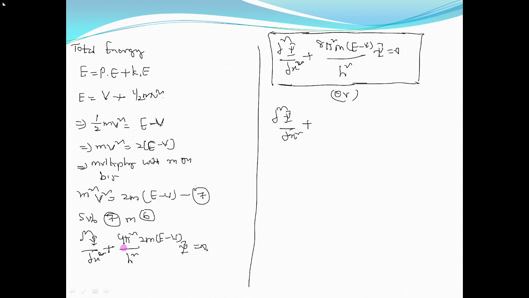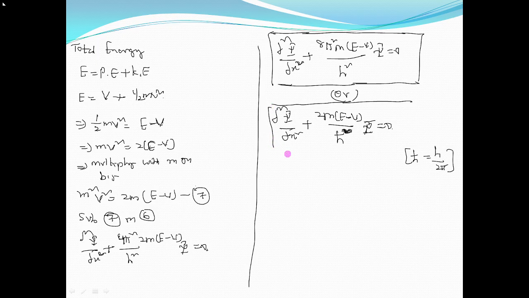plus, see here, I can replace this 4π²/h² with h cross. We know h cross is equal to h by 2π. So h cross square will be h square by 4π². Here inverse is there. So I can write it as 2m(E − V)/ħ² ψ = 0. This is called the Schrodinger time independent wave equation.